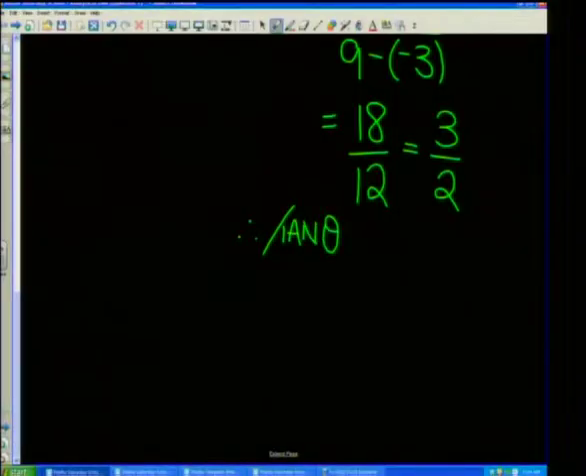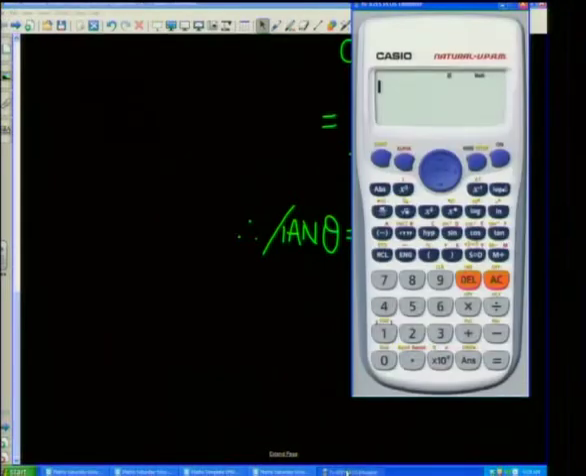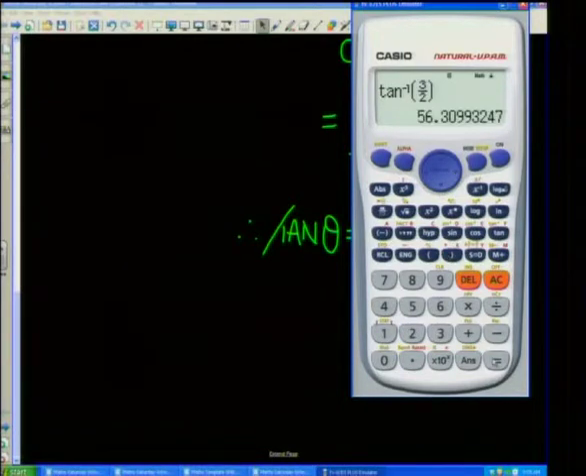Tan theta is now equal to 3 over 2. What we need to do with our calculators is take out our calculator, and we are going to press Shift, then tan, and then 3 over 2, close your brackets, equals.